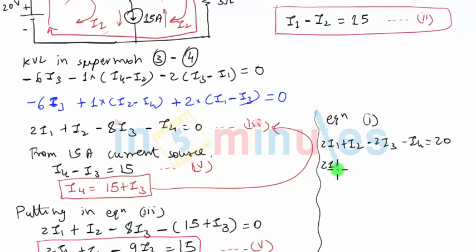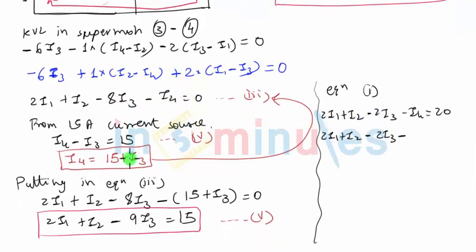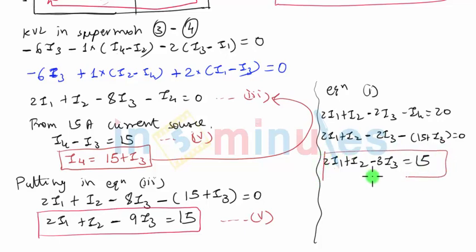I don't want i4 there, so we will replace i4, and we already know that i4 is 15 plus i3, so 15 plus i3 equal to 0. This will give me 2i1 plus i2 minus 2i3 minus i3 will be minus 3i3, and minus 15 goes on the other side. So this becomes my next equation. Let me call it equation number 6.